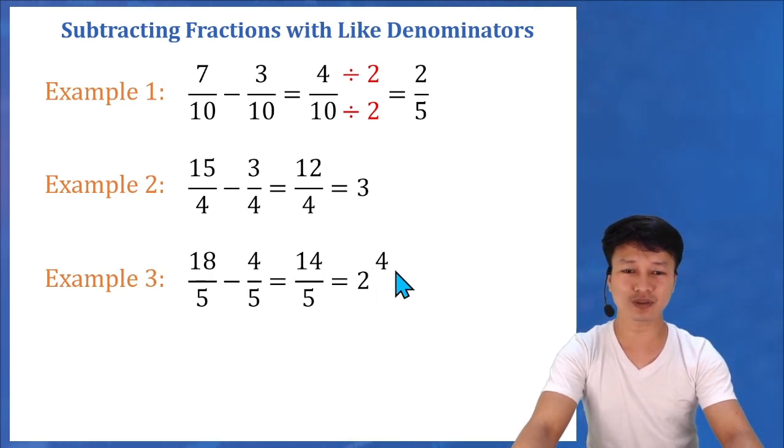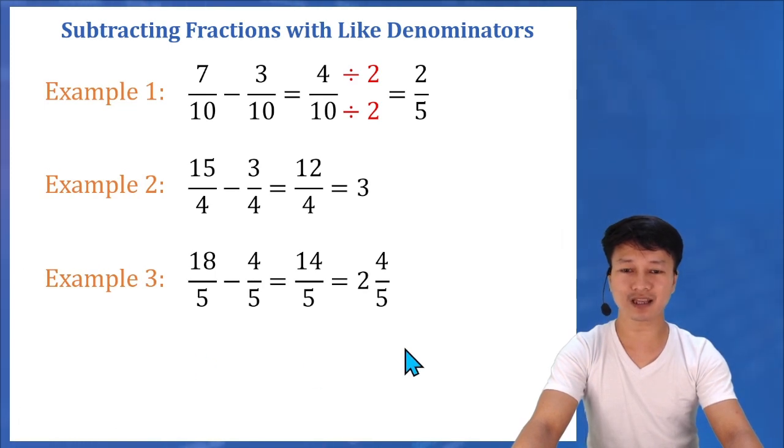4 na lang. So the numerator of our fraction part is 4, over the denominator of the improper fraction we are trying to simplify. So the final answer is 2 and 4 over 5. That's it. That is for similar fractions.